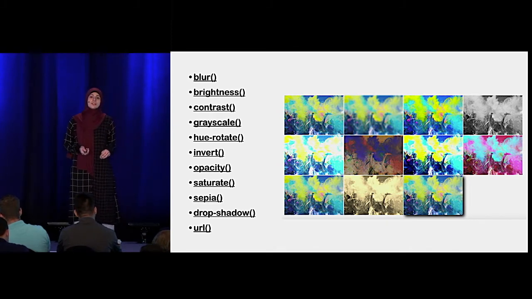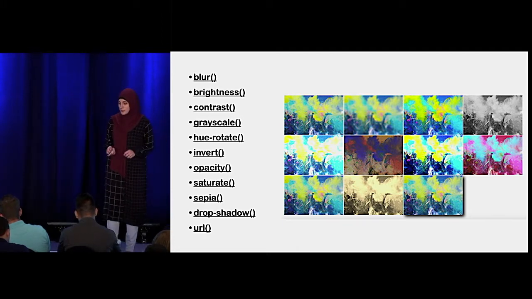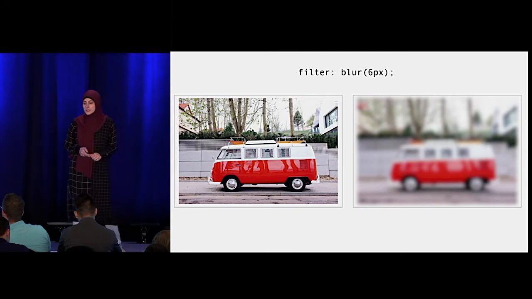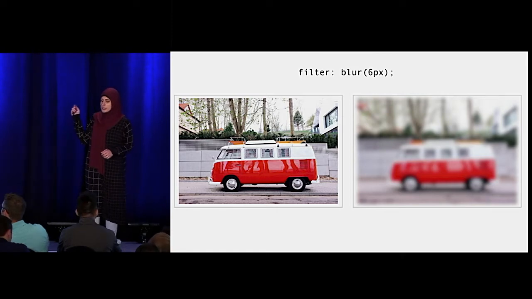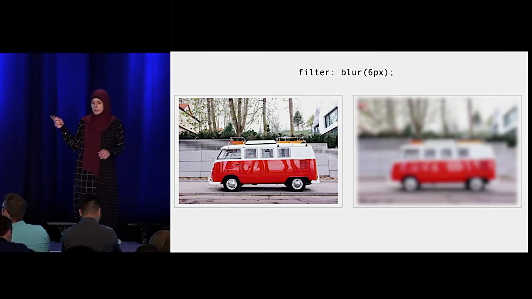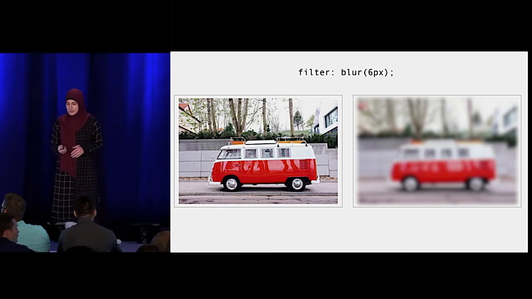And the SVG versions are capable of far more than their CSS counterparts. For example, it is currently possible to blur an object or an image or text, anything basically, using the CSS blur function. In the image here, we're blurring the image by an amount of 6 pixels, which creates a uniform blur effect that is equally distributed along the x and y axes.